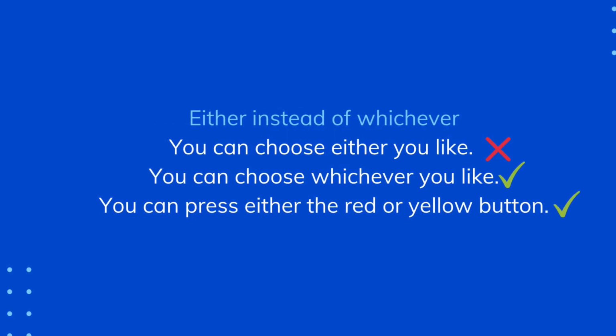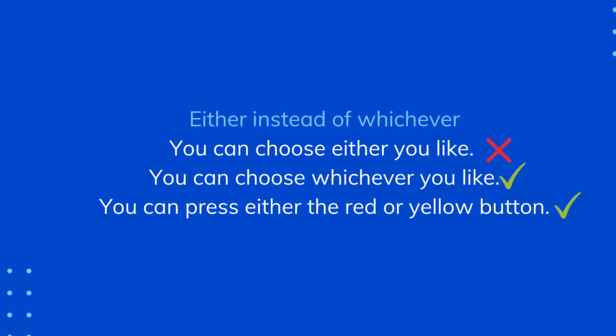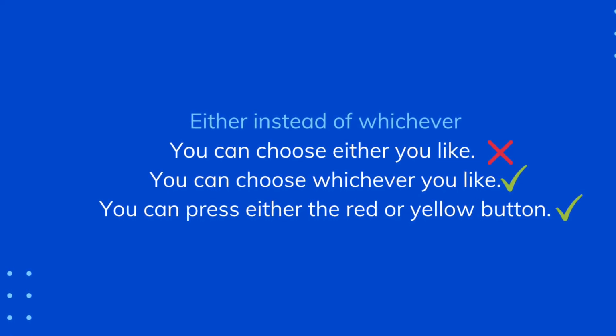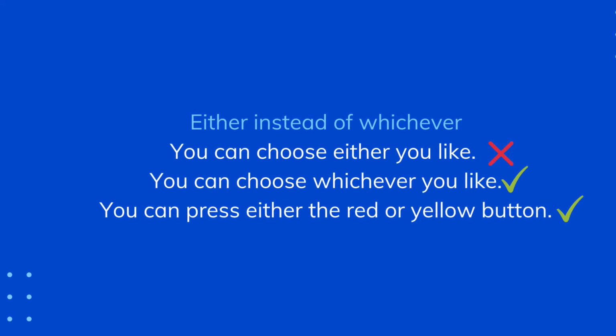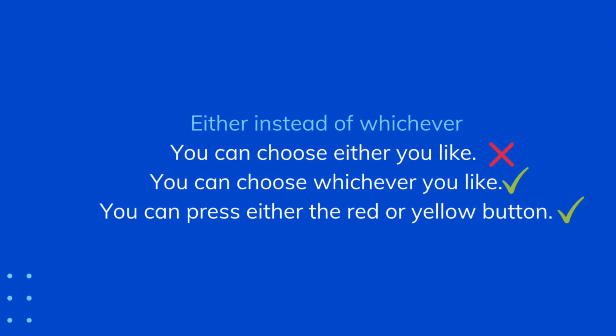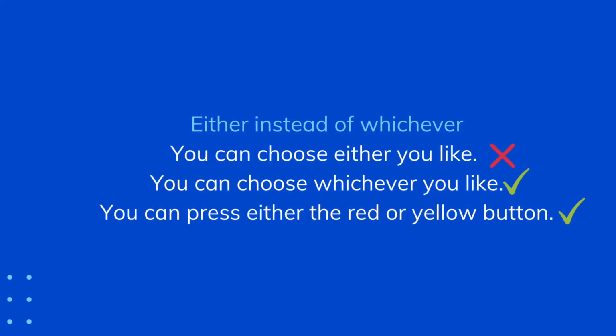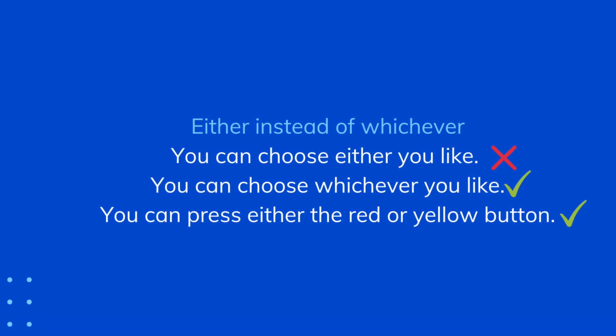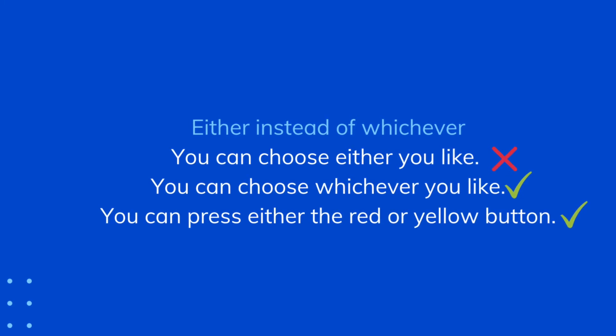Either instead of whichever. For example, you can choose either you like instead of you can choose whichever you like. Either is used to introduce options. For example, you can press either the red or yellow button.